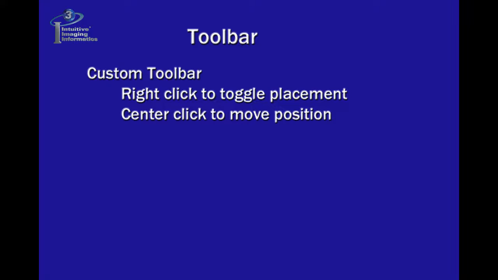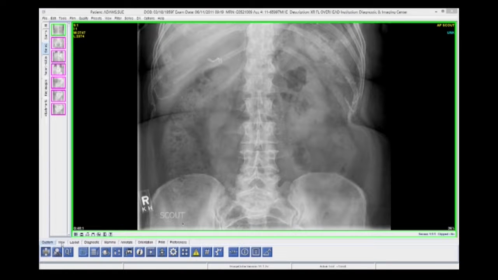The custom toolbar that appears when the user right-clicks the mouse may be customized based on the user's preferences. A right-click on any icon will either add or remove the icon to the custom toolbar. It is a toggle function. The action to either add or remove from the custom toolbar is indicated in the bottom left corner of the screen. An add to custom or a delete from custom.